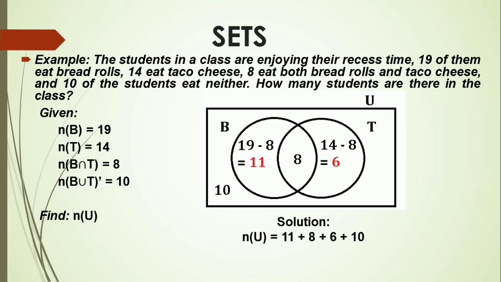Now, we just need to add all of the elements inside the Venn diagram. The cardinality of U is equal to 11 plus 8, which is 19, plus 6 is equal to 25, and add the last number 10, which results in 35. There you have it. We are done now with the example problem regarding sets.